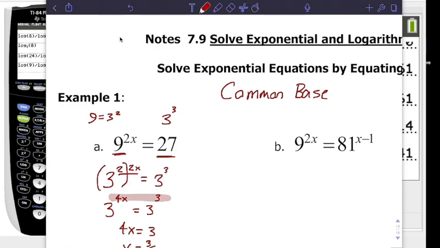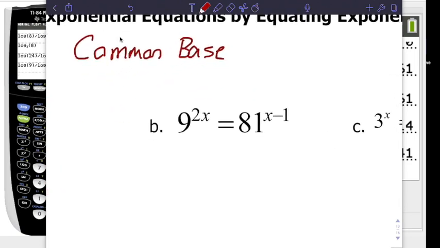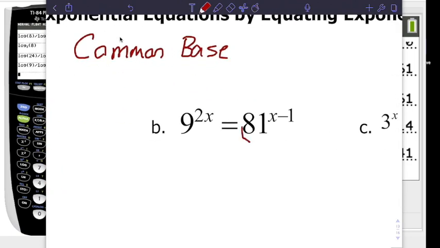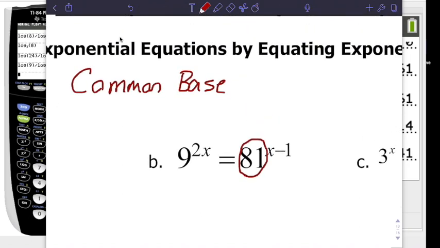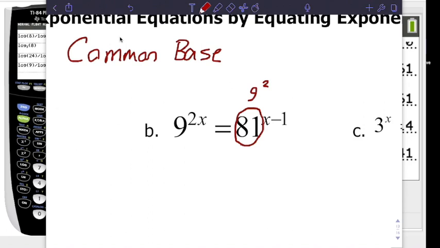Actually, I like this next one a little bit better just because the common base is much easier to see. If I can rewrite this 81 as 9 raised to something, then we can cancel out our bases and set our exponents equal to each other. So 81 is the same exact thing as 9 squared. So I'm going to rewrite 9 squared there, and then you still have that x minus 1 up there in the exponent as well.